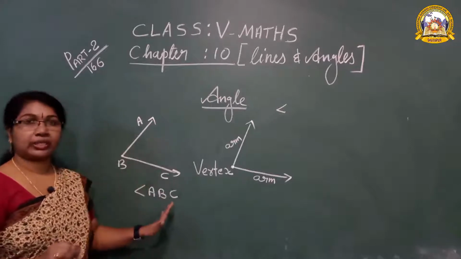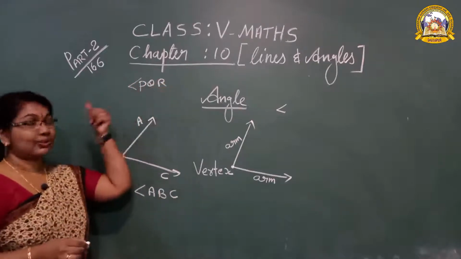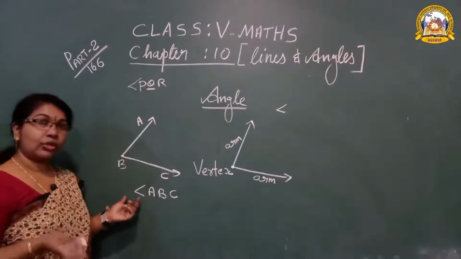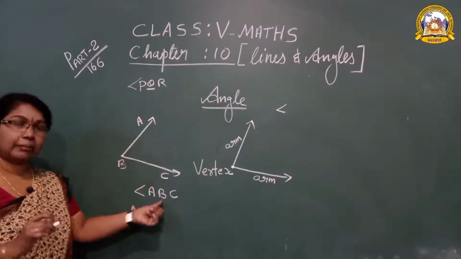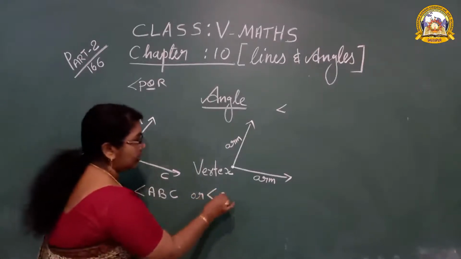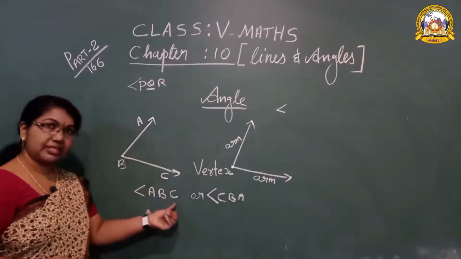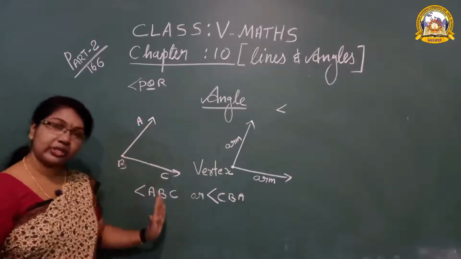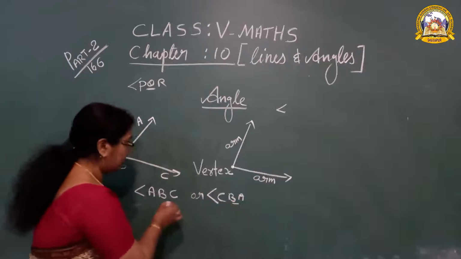You can give any capital letters, for example angle PQR. Can you say which letter is the vertex? The middle letter is the vertex. Once more, while writing the angle, the vertex will always be in the middle. Or you can write this angle as CBA. Angle CBA. How to read this one? Angle ABC or angle CBA. Writing either way is correct. But the main point is that the vertex letter should be in the middle.